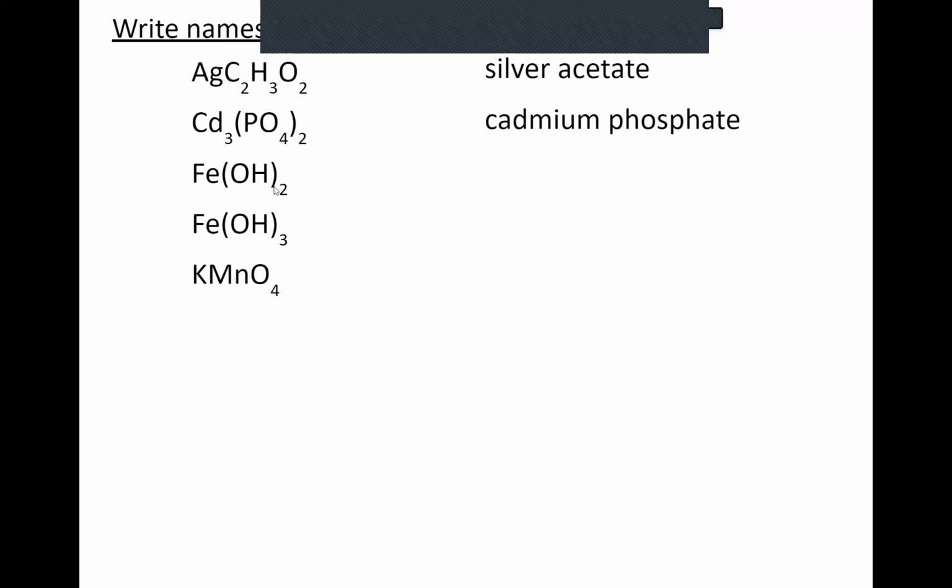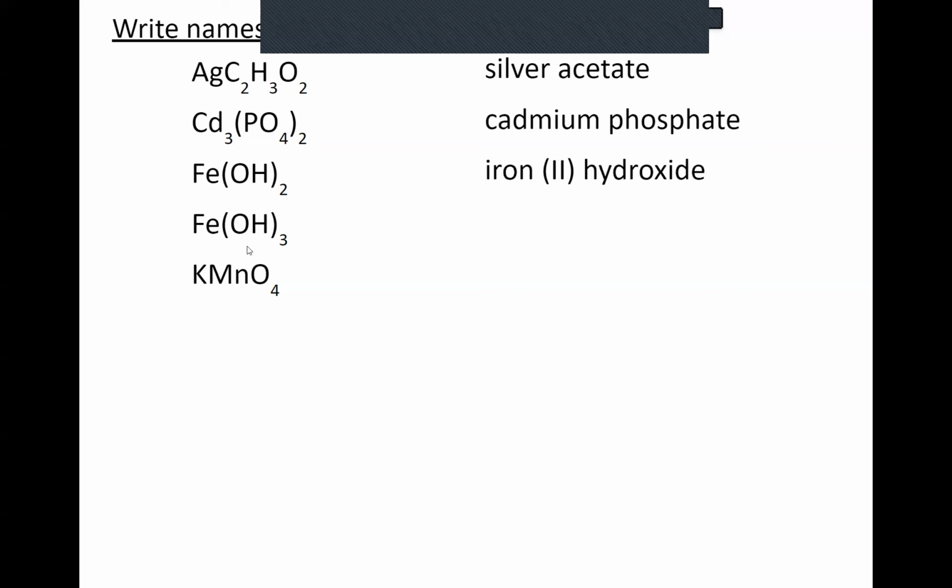So it took 2 ions of hydroxide, which are each single negative in charge, to cancel out the positive charge on 1 atom of iron. That must mean that iron carried a 2+ or a double positive charge, and therefore its Roman numeral in the name is going to be 2. So iron, open parentheses, Roman numeral 2, hydroxide.